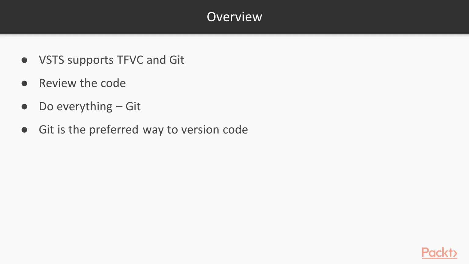So to wrap up the concept of version controls in VSTS, we just took a look at that VSTS supports TFVC as well as Git. You can easily review the code using TFVC or Git, and that is provided built-in in the VSTS editions. However, the approach that Microsoft recommends nowadays is to use the Git version control instead of TFVC, because Git is a distributed version control, whereas TFVC is a centralized way of versioning the source code.